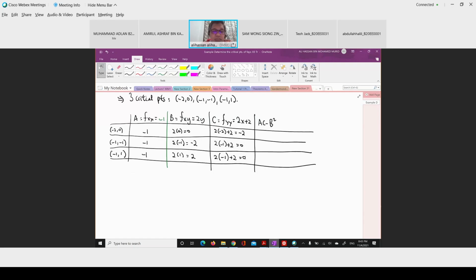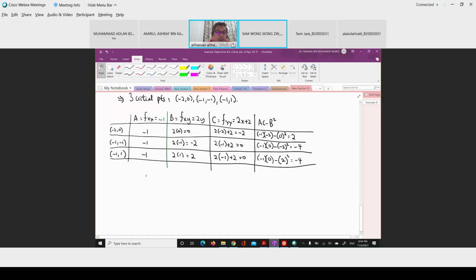Now we calculate AC minus B squared for each critical point. For the first critical point, A is minus 1, C is minus 2, and B is 0, which is equal to 2. For the second critical point, A is minus 1, C is 0, and B is minus 2, so this is minus 4. For the third critical point, A is minus 1, C is also 0, and B is 2, so this is also minus 4.